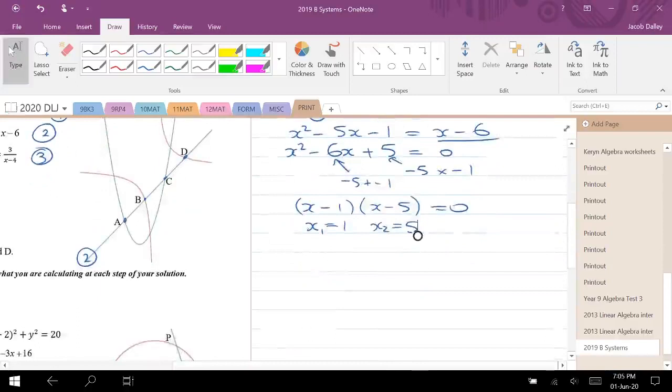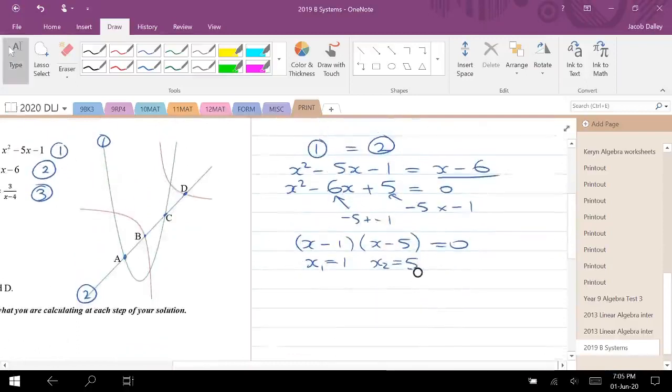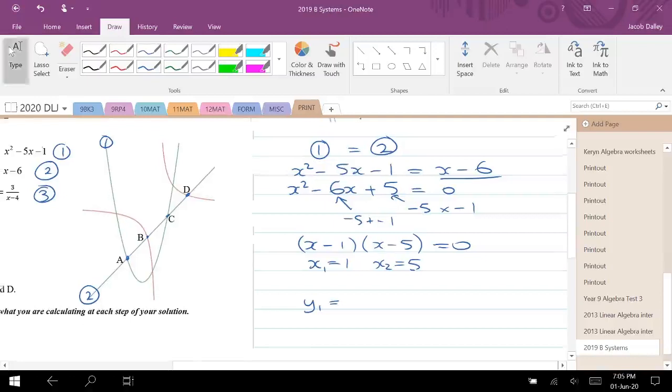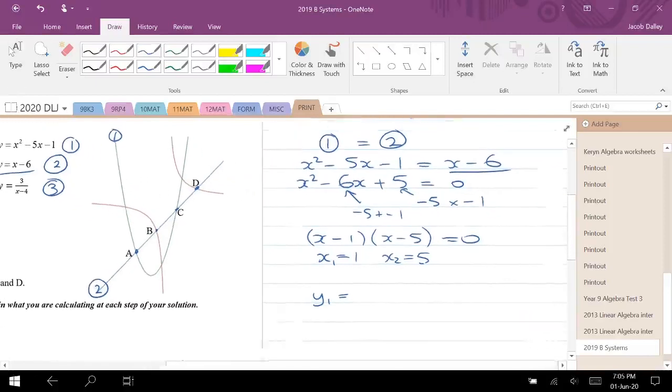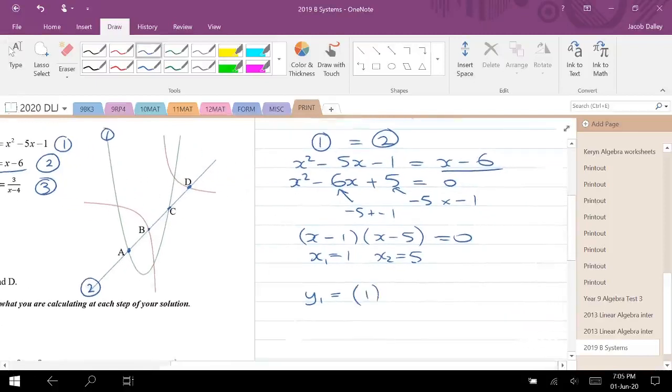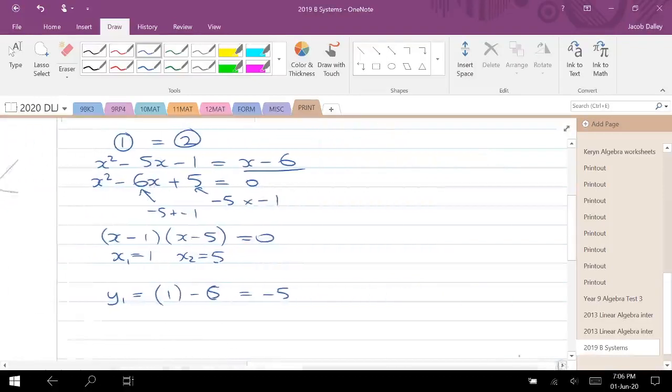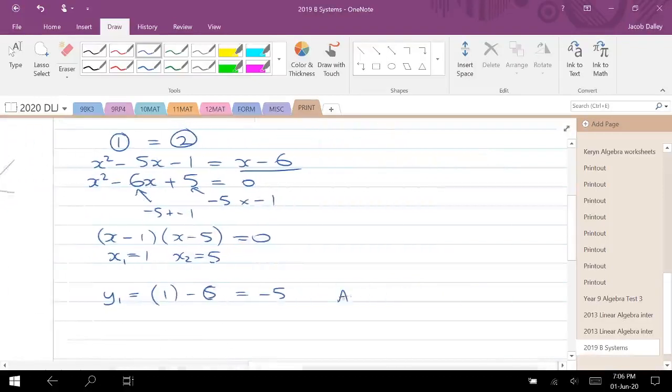From those two x values, we can get corresponding y values to build our points. So y1 is going to equal, if we subbed x1 into our line equation, we're going to get 1 minus 6, so negative 5. So that gives us a point A at 1 and negative 5.